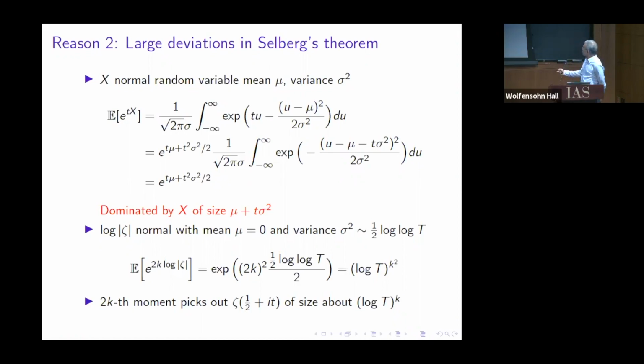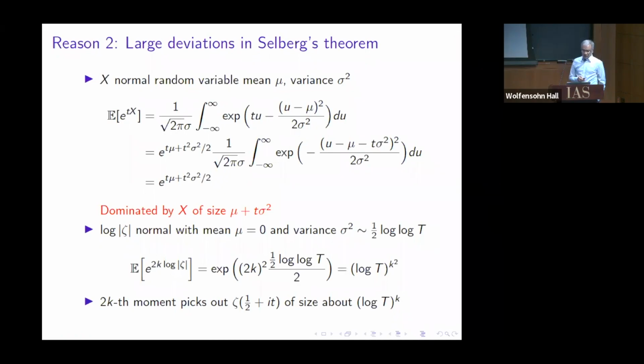So this tells you something about what the problem on moments is trying to capture. If you look at this Gaussian, it's picking up values of u that are close to mu plus t sigma squared. So the same way, the 2kth moment of zeta is picking out values of zeta of size log t to the k. So these are not the typical values of zeta. They are slightly unusual values of zeta, but not so unusual either, not so big. So if you want to understand the sixth moment of the zeta function, you're only looking at values of size log t cubed. So log t cubed to the 6 is log t to the 18. But the measure of the set on which you take values of size log t cubed, that's 1 over log t to the 9. And that's the log t to the 9 in the moment conjectures.